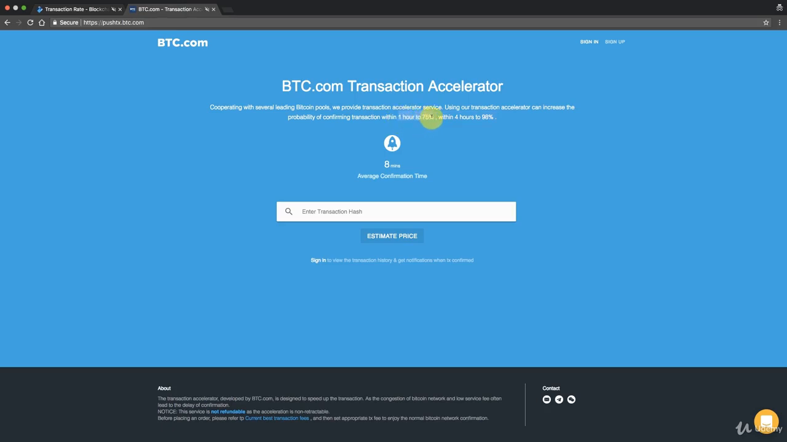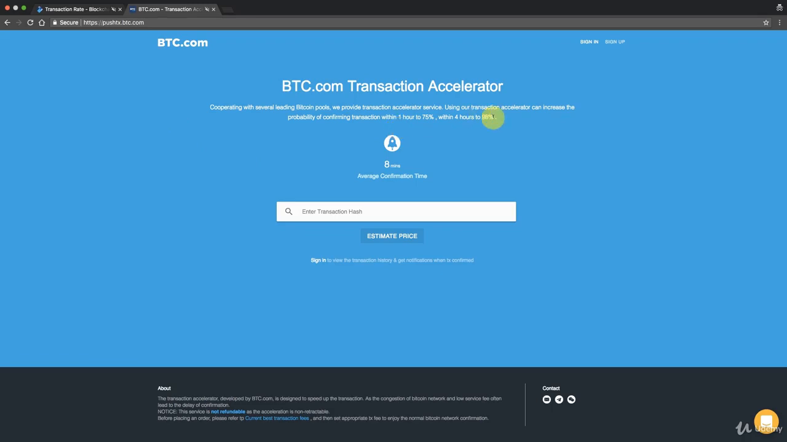Here it says there's a 75% chance that it'll be pushed through within the first hour, and a 98% chance within 4 hours. So it's a common issue, and they actually make money off it. They're the mining pool, they have the power to choose which transactions go in first and which go in last. If you want them to prioritize your transaction, then basically pay up, and they'll put it through for you. So that's the transaction accelerator.